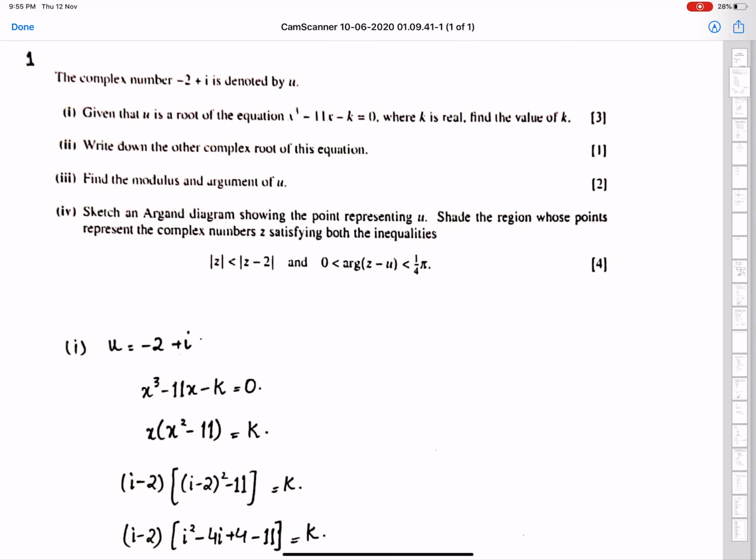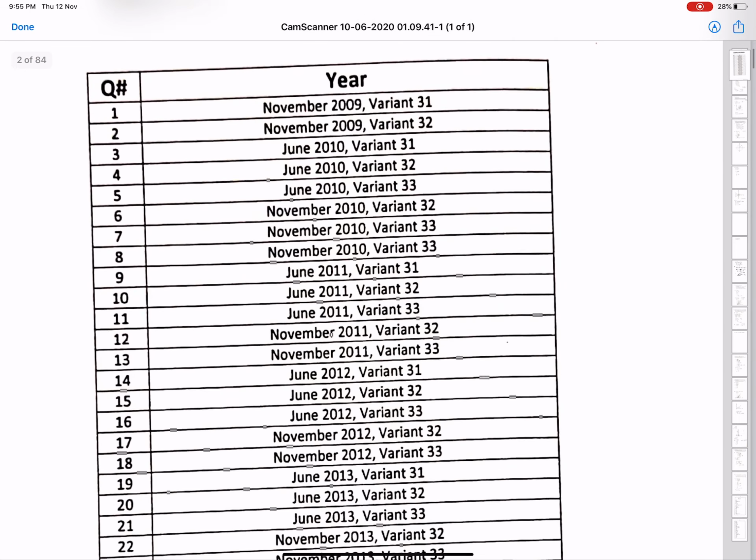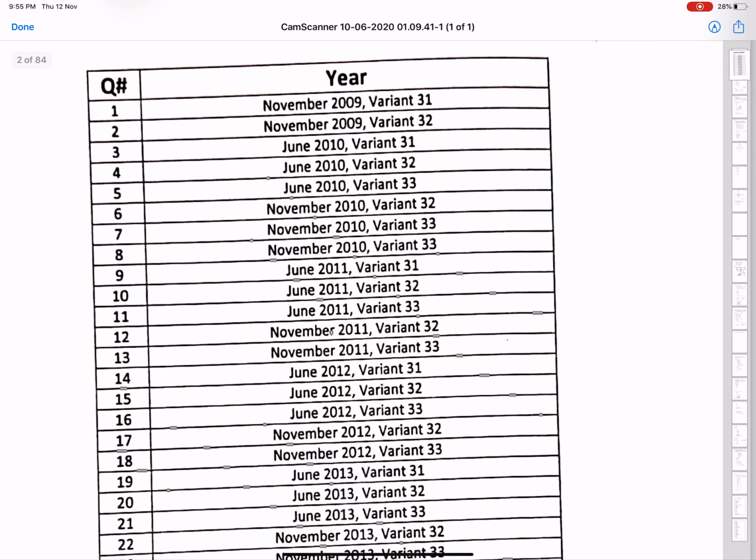Now, I will discuss the solutions of some important questions in this lecture. Question number 1. This is the question of November. Now, let me show you the list of the questions. This is the list of the questions. So, the first question is November 2009, variant 3-1.